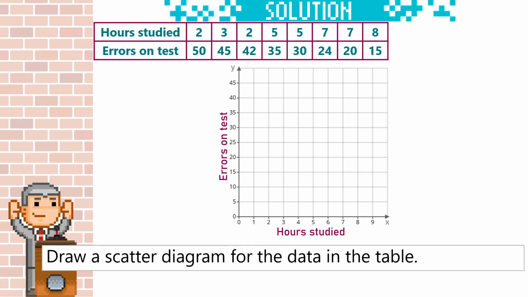Each point in our table is a participant, and each point can be put onto our scatter diagram with a little cross. So the first point is at 250, so we're going to mark this on our scatter diagram, and then 345, 242, 535, 530, 724, 720, and then finally 815.